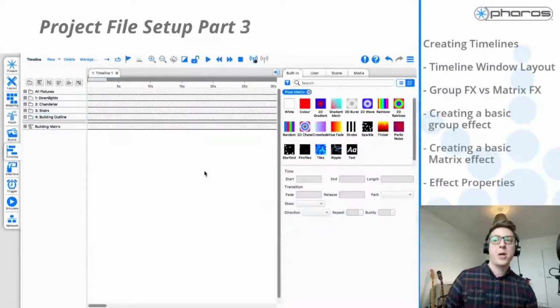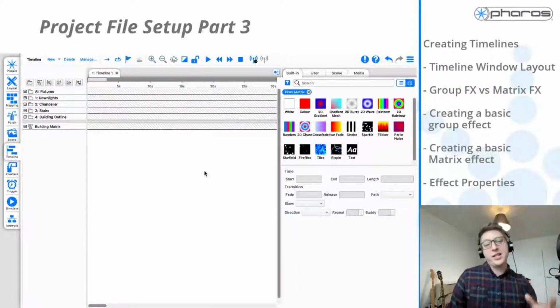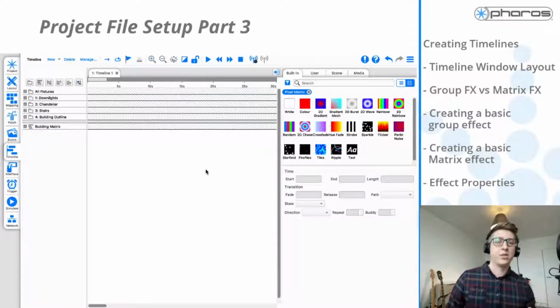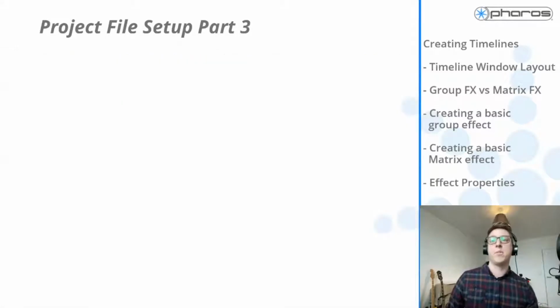So now I'm going to come on to actually building some lighting effects for our project file today. So I'm going to use the timeline view to do this. In the timeline view, you can see that over in the left-hand corner, we have all of our groups, the downlights, chandelier, stairs, etc. We also have access to our pixel matrix, so we can apply pixel matrix effects to it. We have some play controls.